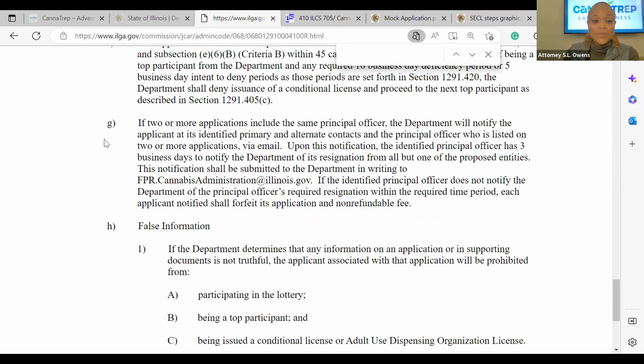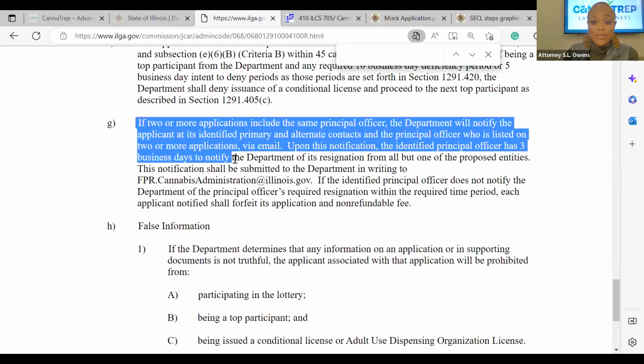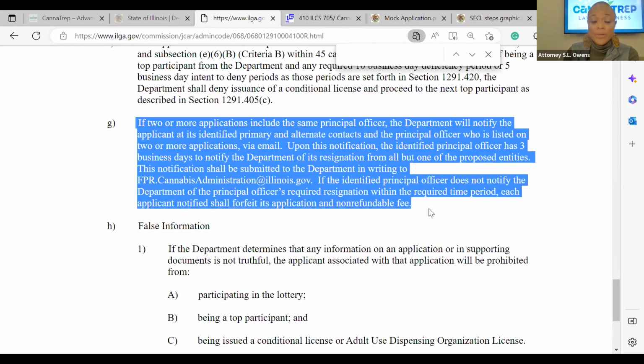Now, I just want to show you this while it's up right here, in terms of how they're really trying to keep people off more than one application, and why you guys got to be smart about who you team up with, to make sure that they're not going to put you in a jam by being on more than one. If you look at this rule right here: if 2 or more applications include the same principal officer, the department will notify the applicant at its identified primary and alternate contacts and the principal officer who is listed on 2 or more applications via email. Upon this notification, the identified principal officer has 3 business days to notify the department of its resignation from all but one of the proposed entities. This notification shall be submitted to the department in writing. Here, if the identified principal officer does not notify the department of the principal officer's required resignation within the required time period, each applicant notified shall forfeit its application and fee.